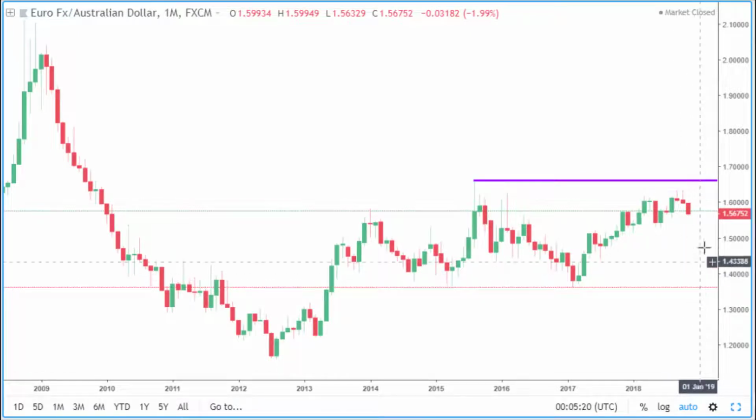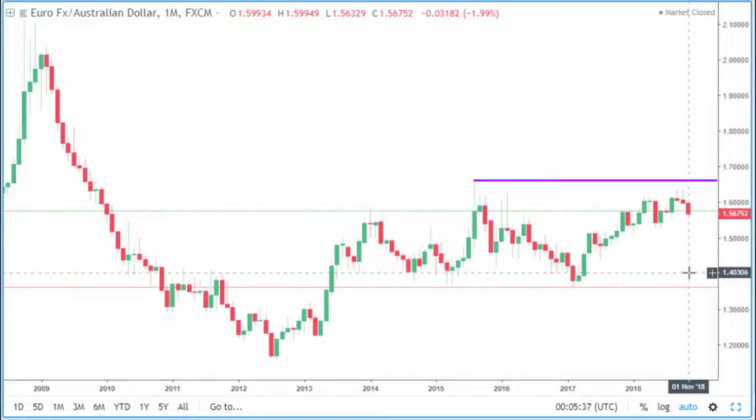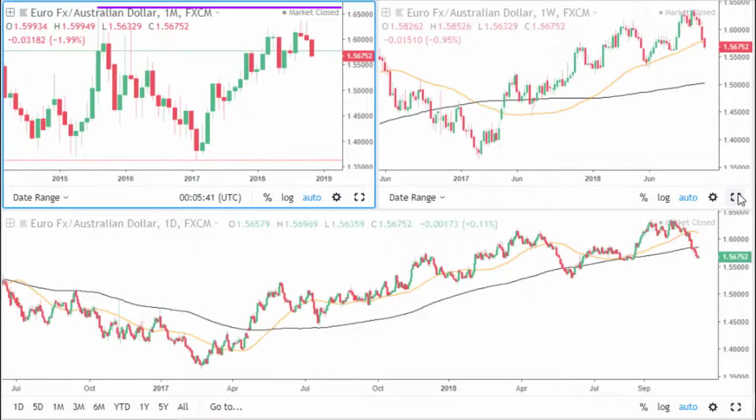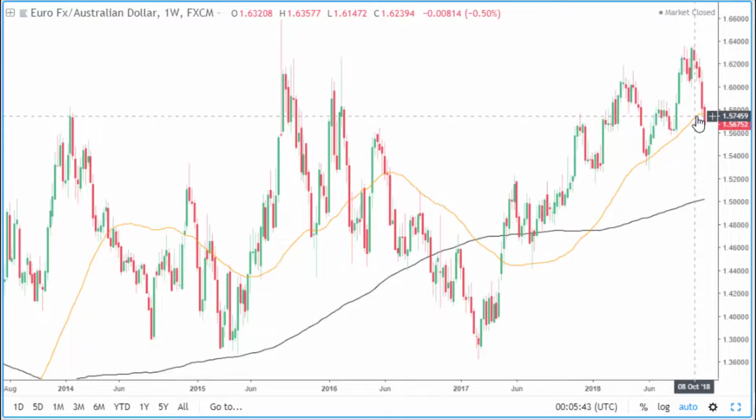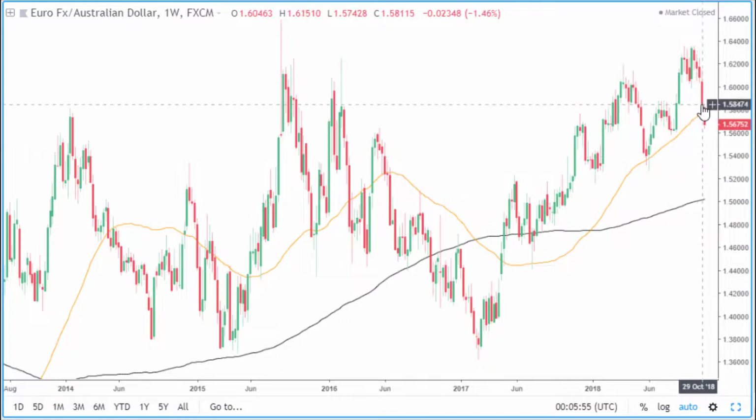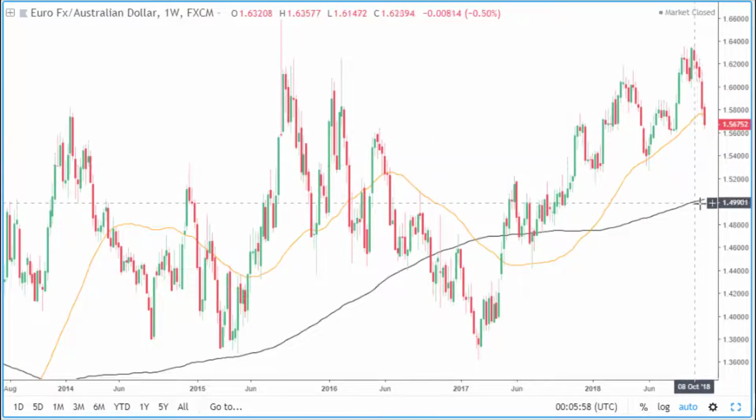But do bear in mind, we do have round numbers on the way, which may also act as areas of support. The first round number is 1.50 and the next one after that is 1.40. If we go to the weekly time frame, price is currently trading below the 50 simple moving average, but still above the 200 simple moving average. So we may see price continue to move lower until it reaches this area of support in the form of the 200 simple moving average.